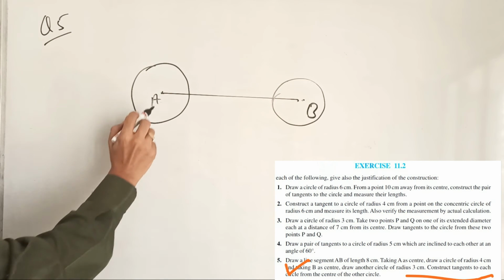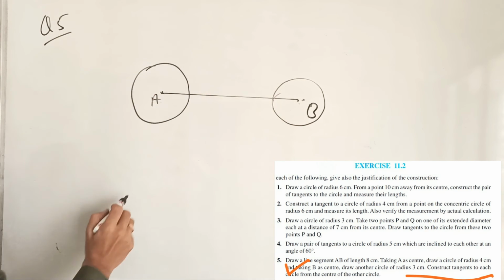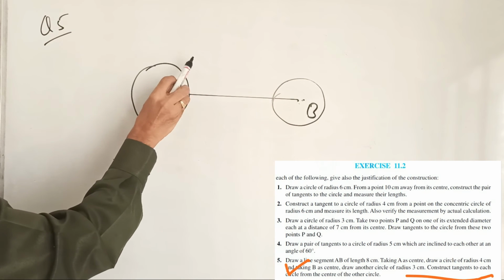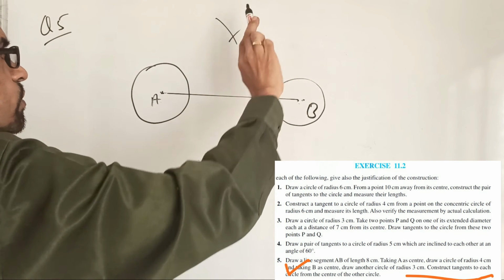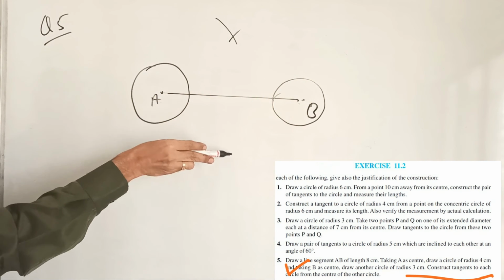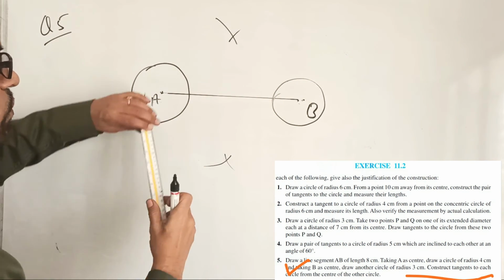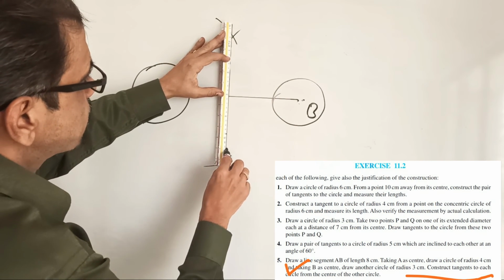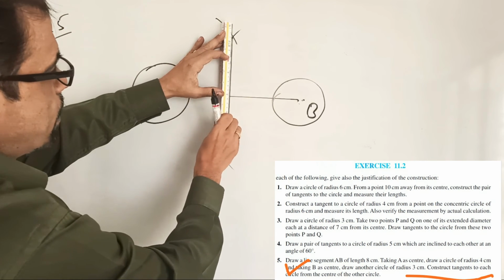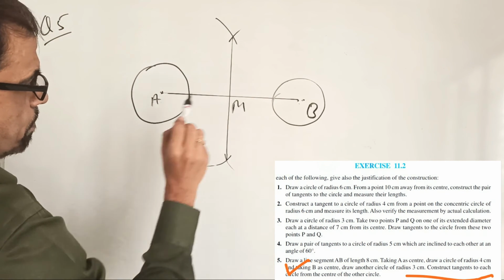Okay, student. Now we will bisect AB. How? Taking more than half. With center B we take more than half, with center A more than half, and we will join this. So this AB is bisected. Let it be bisected at point M.